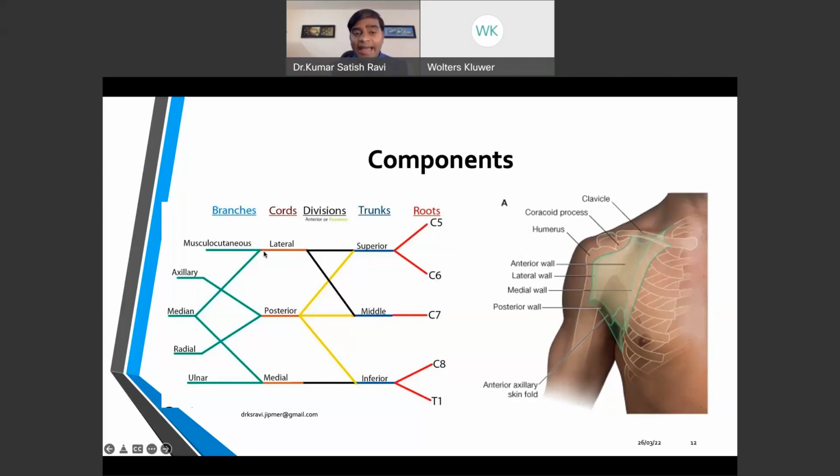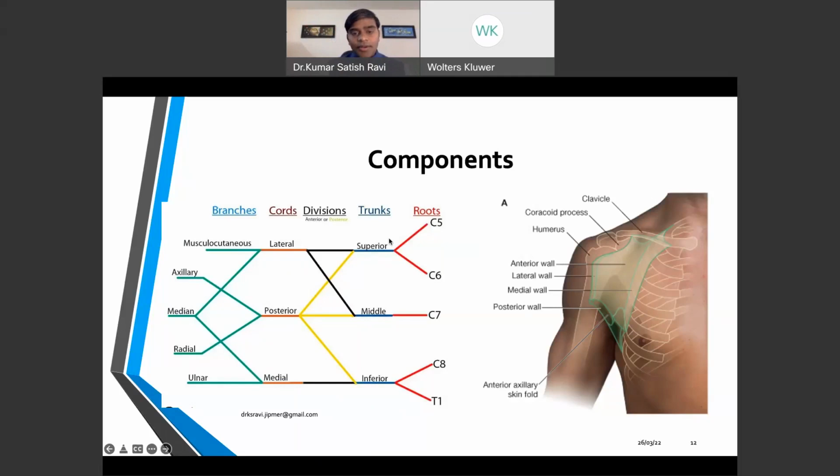The lateral cord, I repeat, is formed by the anterior division of the upper trunk and the anterior division of the middle trunk. The medial cord is formed by the anterior division of the lower trunk, whereas the posterior cord is formed by the posterior divisions of the upper trunk, middle trunk, and lower trunk. So we have the roots, trunks, divisions, and cords, and these cords will give the various branches of the brachial plexus. We will discuss them one by one.